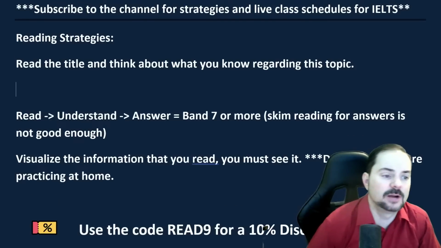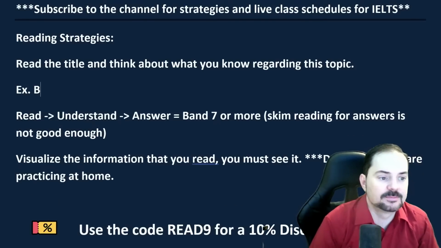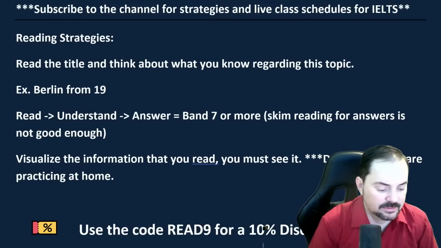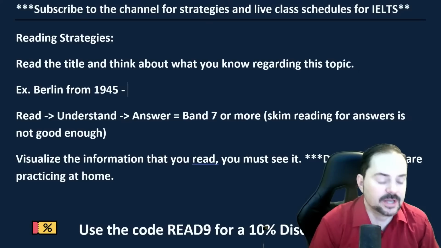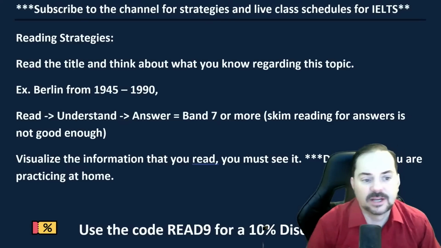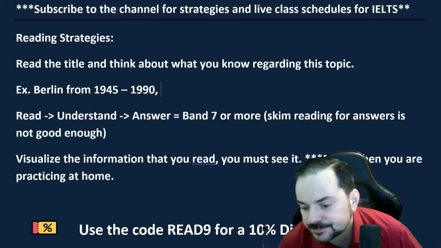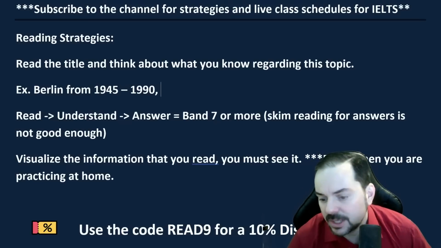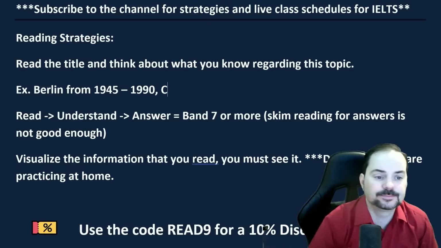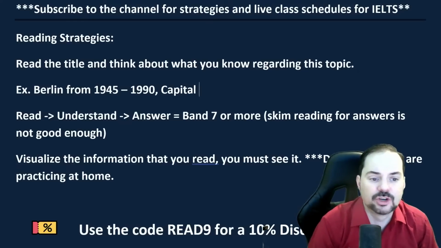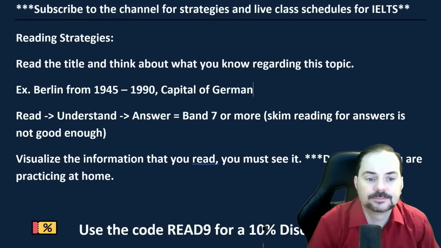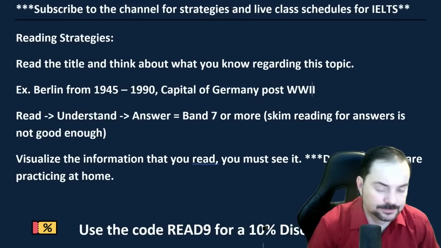Okay, so here the topic is Berlin from 1945 to 1990. Now, some very important events happened in that time period globally, right? Okay, so Berlin is the capital of Germany post World War II, right?